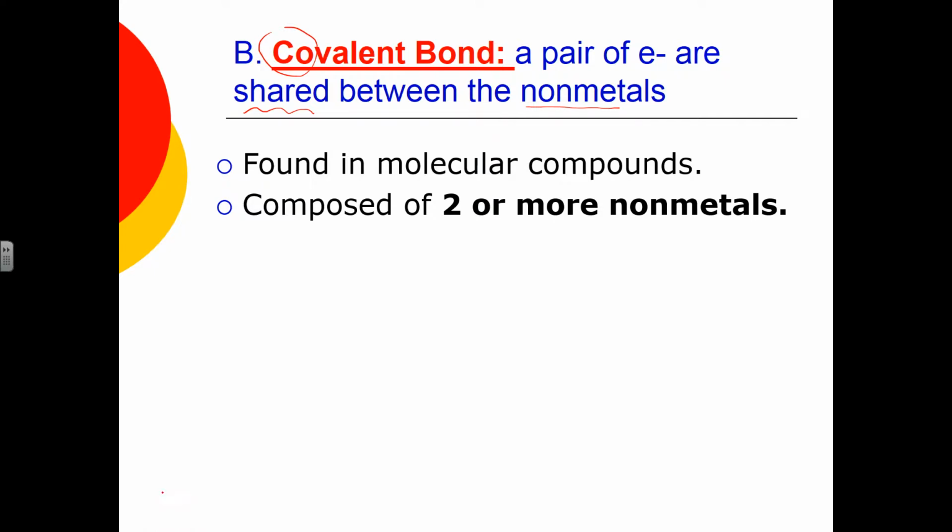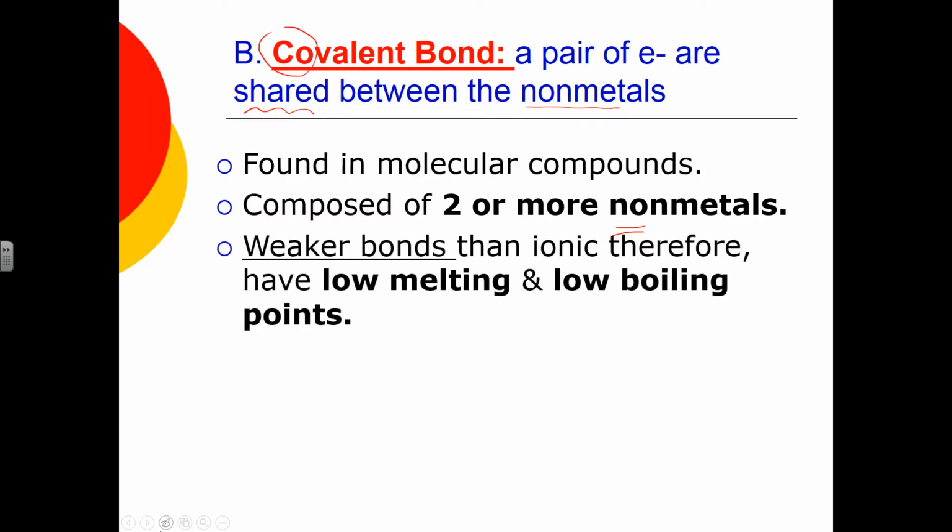These compounds are composed of two or more nonmetals. So remember, we talked about ionics. They consist of a metal ion and a nonmetal ion. Thus, they're called ionic, a metal and a nonmetal. Covalent only contains nonmetals. There are no ions in a covalent bond. These are weaker bonds than the ionic bonds. Therefore, they have generally low melting points and low boiling points.